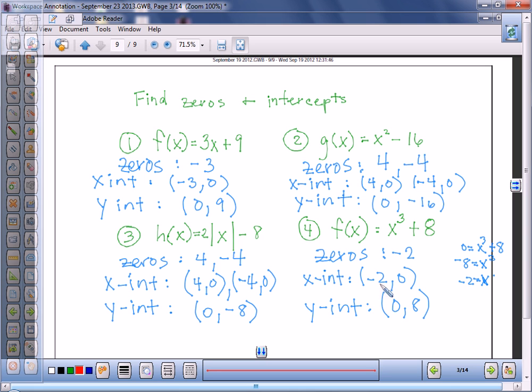Yes, ma'am. Number 4, how is the cube root of 8 negative 2? Okay, the cube root of 8 is actually positive 2, but when we set this equal to 0 and move the 8 over, it's the cube root of negative 8. So you're asking yourself, what number can I multiply times itself 3 times and end up with a negative 8? That's going to be negative 2, because negative 2 times negative 2 times negative 2 is negative 8. Whenever we have an odd number of negatives, our product is negative. Okay, good question. Any others?